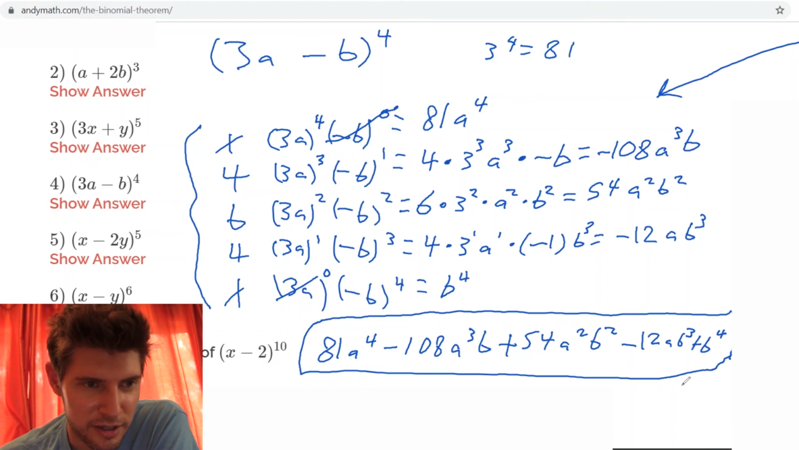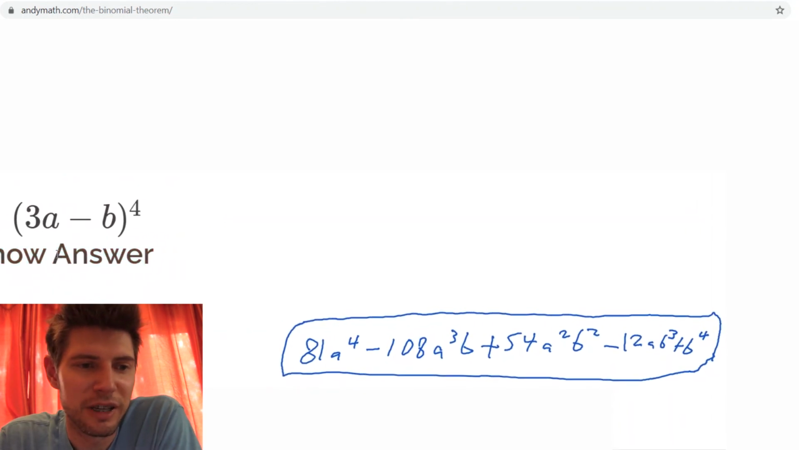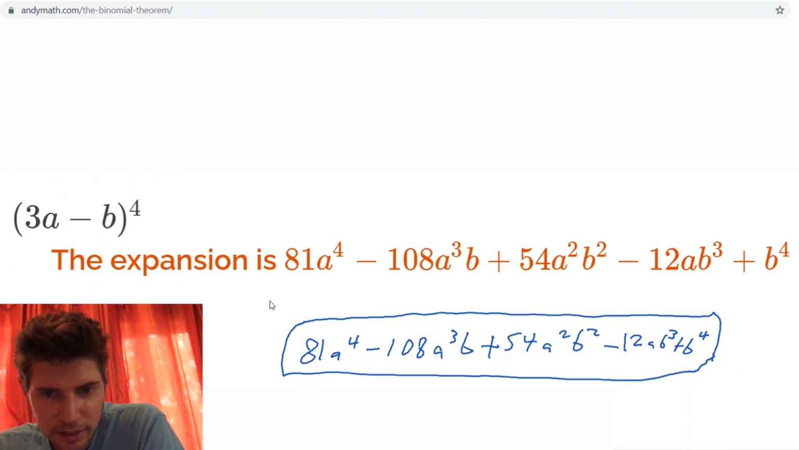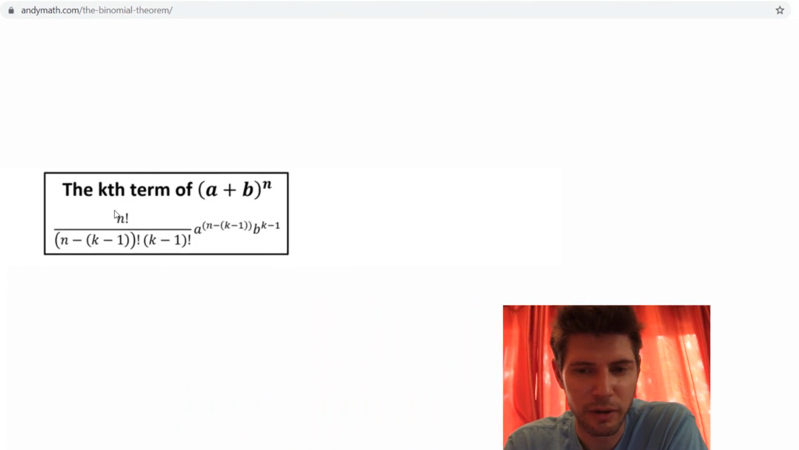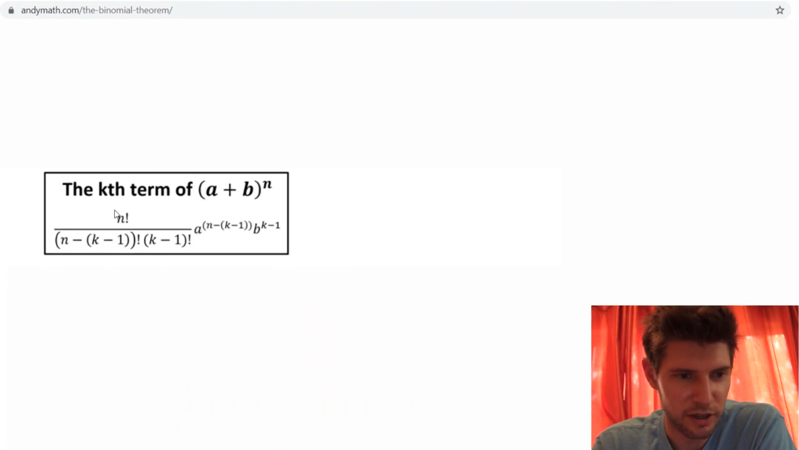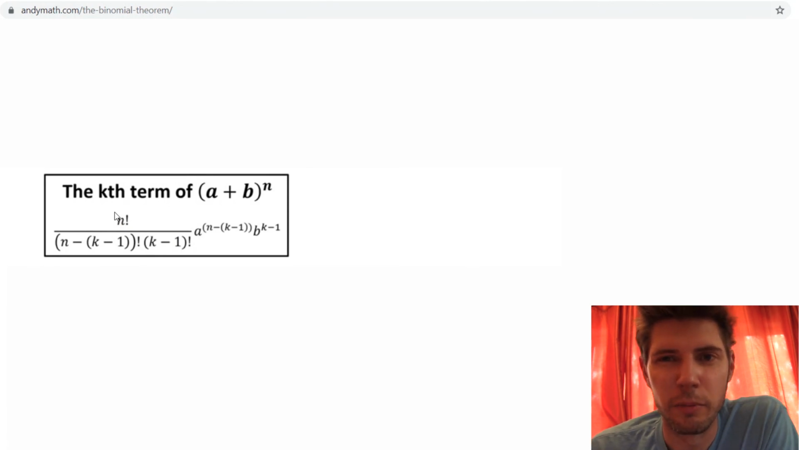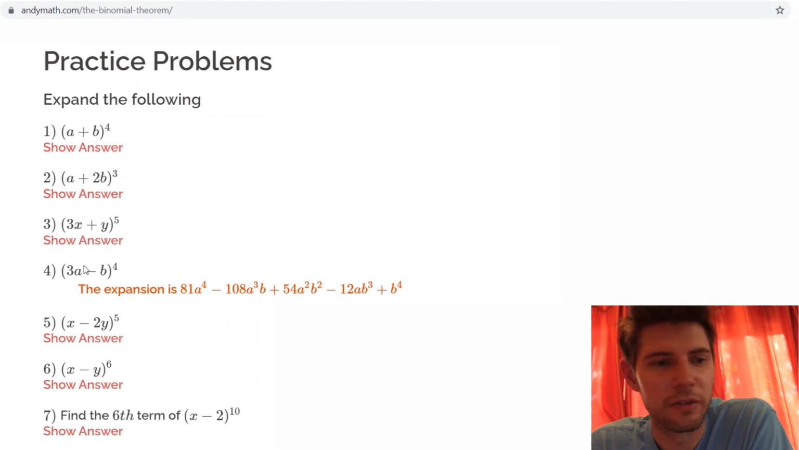And we can check this answer. So that was number 4. We just did 3a minus b to the 4th, and we can check it. And we have the same answer. So that's how to do it. And then to find the exact term number is when you would use these other notes. This kth term one, I'll probably make a different video for that. And if you want to practice more, I did 3 of them and there's 3 other ones you can try.